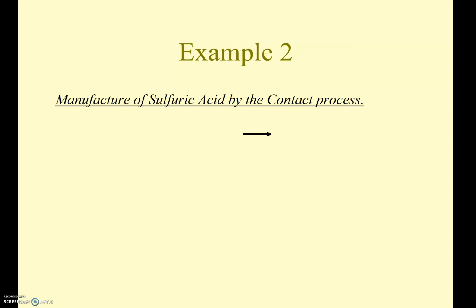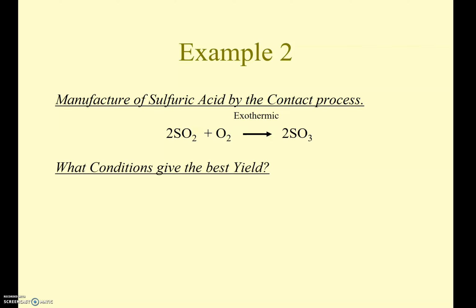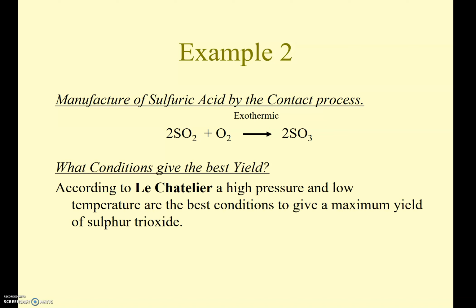This is the contact process. The manufacture of sulfuric acid by the contact process. We saw this just a few minutes ago. According to Le Chatelier's principle, a high pressure again and low temperature, because this forward reaction is exothermic. And this side we have three molecules. On this side we only have two.